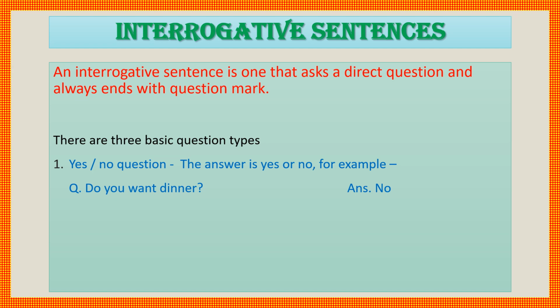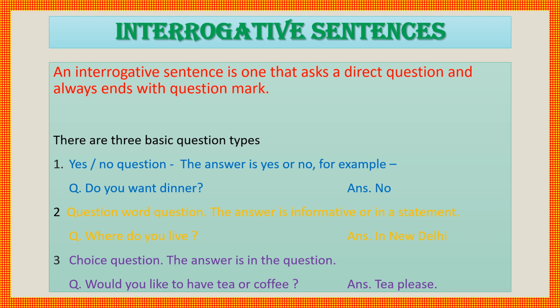Now let us go to the second type of interrogative sentence. Here it can be a question word question. That means the question starts with a question word. For example, where do you live? I live in New Delhi. Now, the question words can be what, which, when, where, who, whom, whose, why, whether, and how. If a question starts with these words, our answer is always informative and it is in a statement. That is why we call it a question word question.